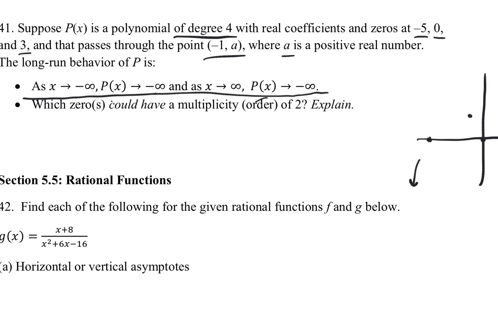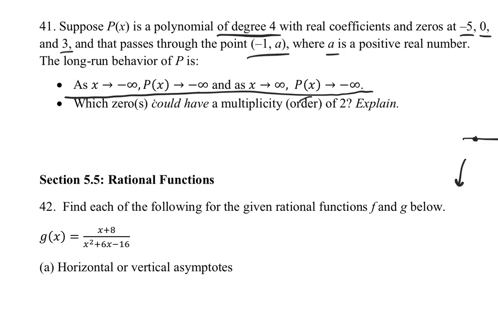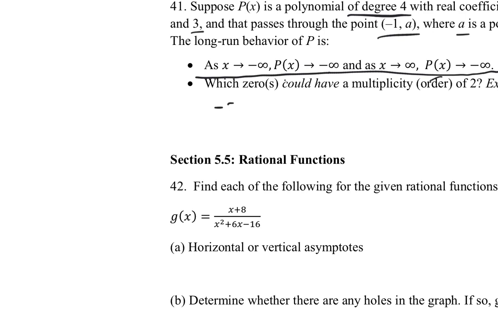So now, if we were to assume this one here has a multiplicity of 2 at 0, we know that it would hit, come back down. Then we can't cross the x-axis again until we go through the origin, but we have to hit this point. So we know, by process of elimination, that our 0 at -5 cannot have multiplicity of 2.